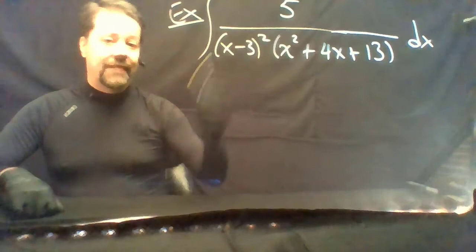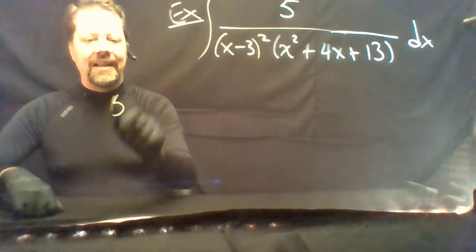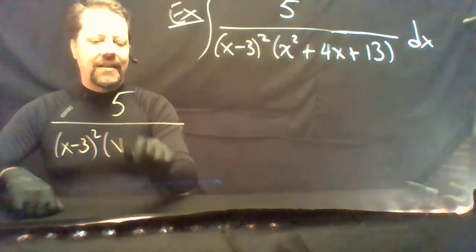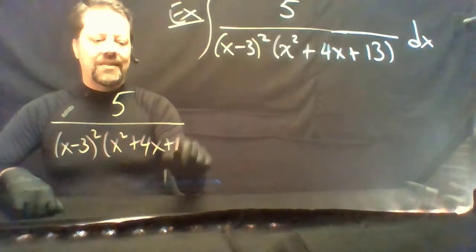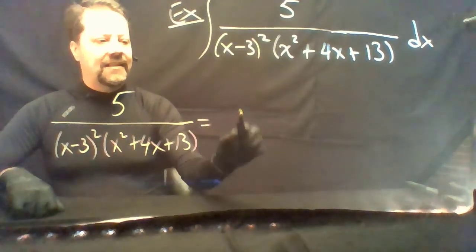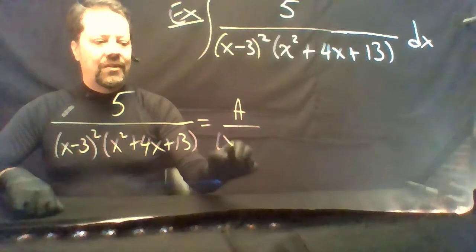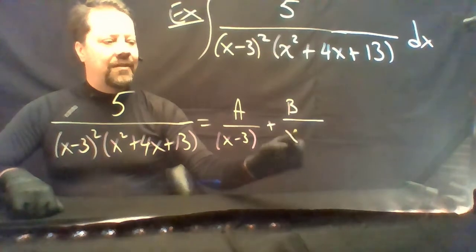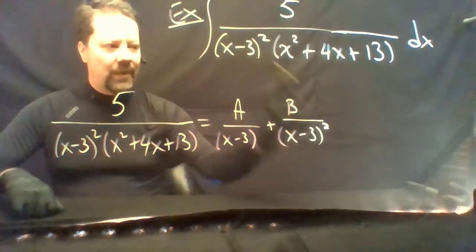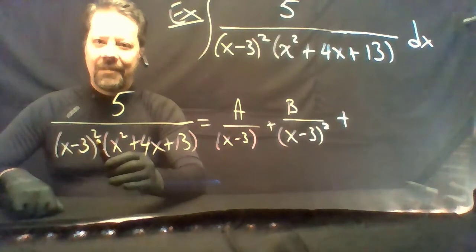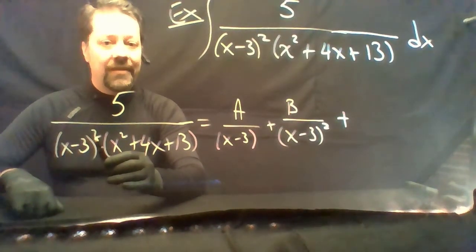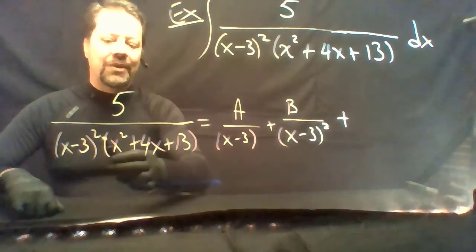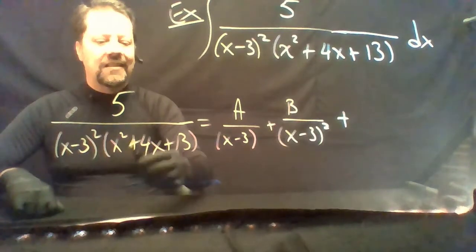The power 2 here is a giveaway that we're going to rewrite the integrand as 5 over x minus 3 quantity squared, x squared plus 4x plus 13, and rewrite that as A over x minus 3 plus B over x minus 3 squared. Remember, if you have a multiplicity greater than 1, then you have to start at 1 and work your way up to that multiplicity for the root of the denominator.